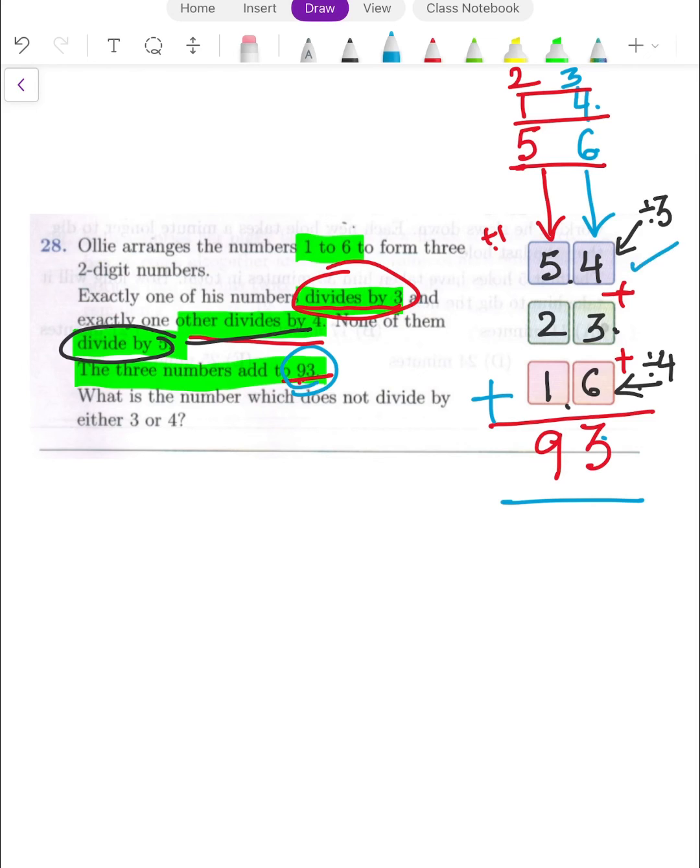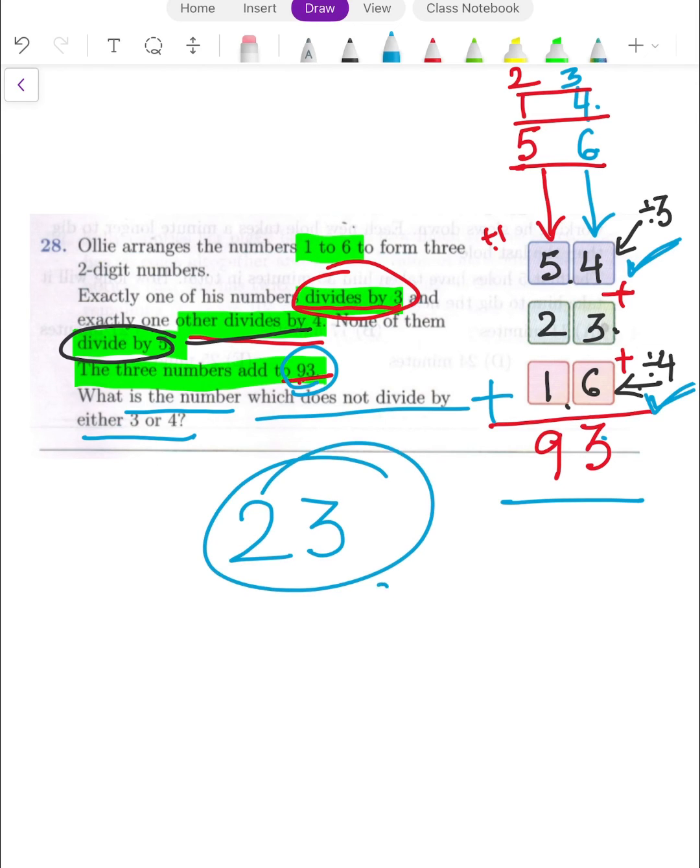Exactly no number is divisible by 5. One number is divisible by 3. Exactly one number is divisible by 4. So we have found our 3 numbers. Now, the question is, what is the number which does not divide by either 3 or 4? So this is the number which divides by 3, this is the number which divides by 4, and the number that does not divide by 3 or 4 is 23.